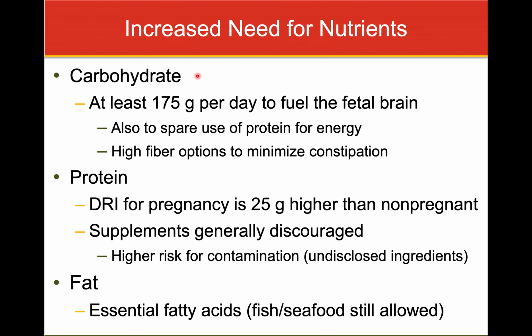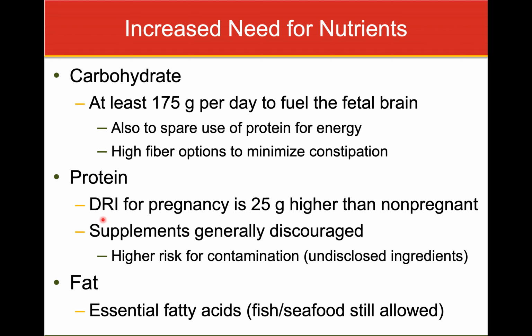In terms of the macronutrients, we can start by looking at carbohydrate, and the recommendation for carbohydrate is that the woman consumes at least 175 grams of carbohydrates per day to fuel the fetal brain. So this is to fuel the brain, but also to spare the use of protein for energy. Right, you want to retain protein stores. And for carbohydrate, you want to have an emphasis on fiber, because constipation is a big issue in pregnancy, so it's good to have adequate fiber as well as adequate fluid to ensure bowel movements can continue as normal as possible.